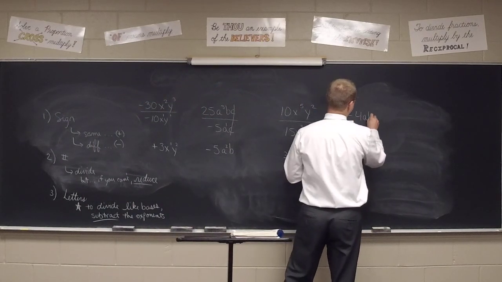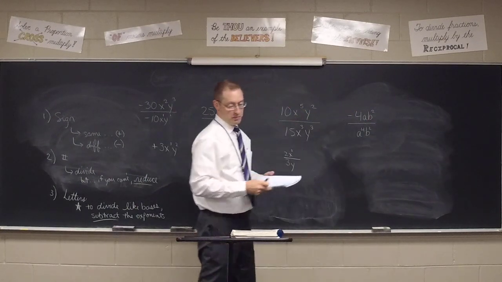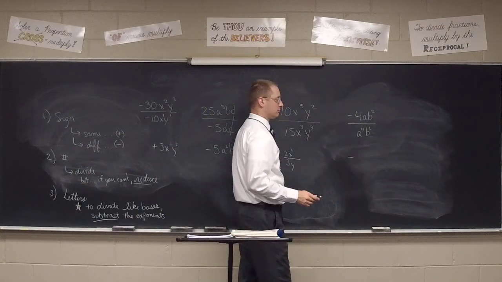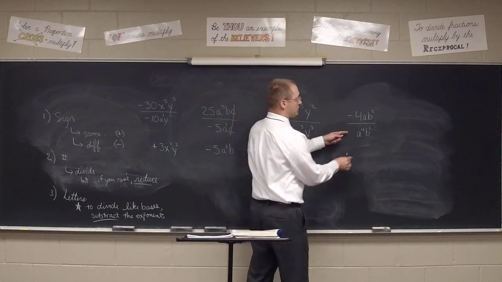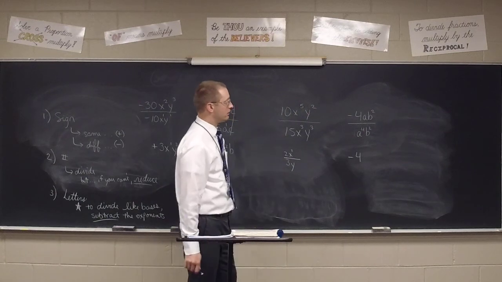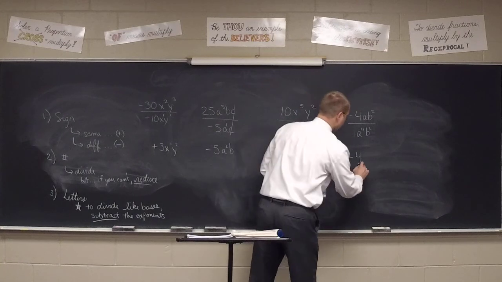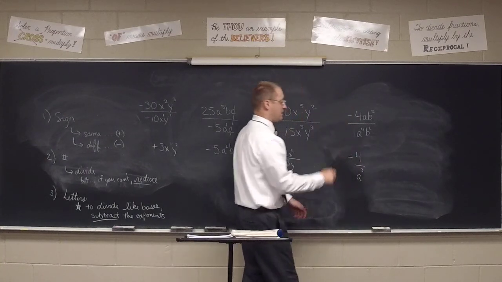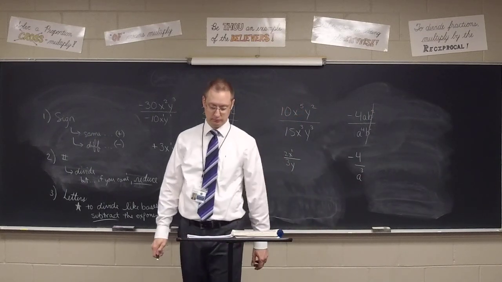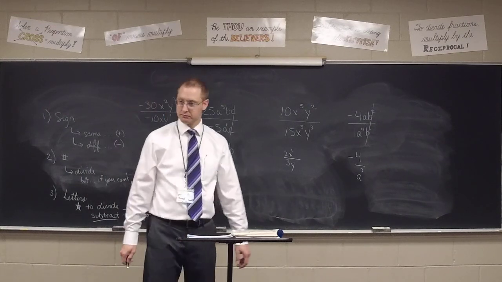Negative 4ab squared over a to the 4th b squared. What's my sign going to be here, class? Negative. What's my number? 4, because there's an understood 1 here. 4 divided by 1 is 4. What about my a's? A cubed, at the bottom, because the bigger power was there in the bottom. So we're going to leave it in the bottom. What about my b's? They cancel. We're done. So it's just negative 4 over a cubed. Easy enough? Questions on this?